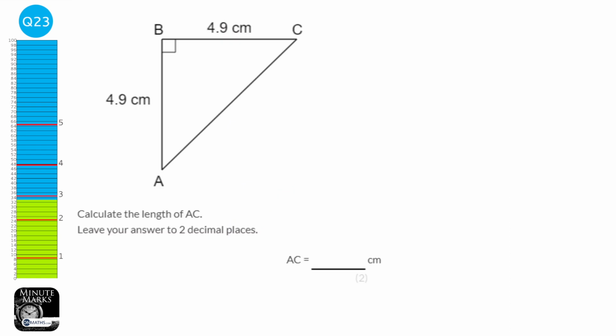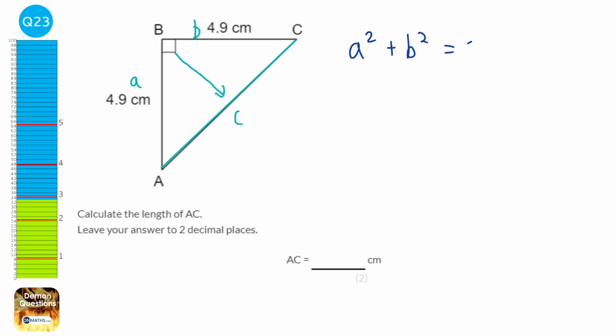So we're given a right angled triangle here, and we're asked to find length AC, which is this length here, and we're given the 2 other lengths. So we're going to be using Pythagoras. Pythagoras involves us labelling the sides A, B and C, with C being the one opposite the right angle. And we know Pythagoras is A squared plus B squared equals C squared. Both A and B here are 4.9, so it'd be 4.9 squared plus 4.9 squared equals C squared.